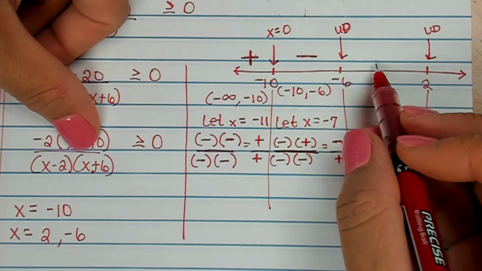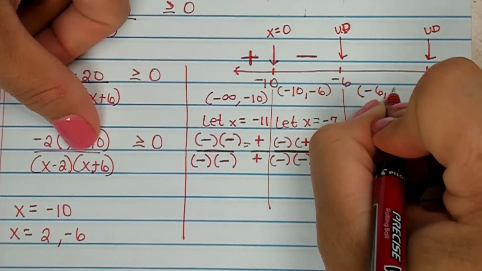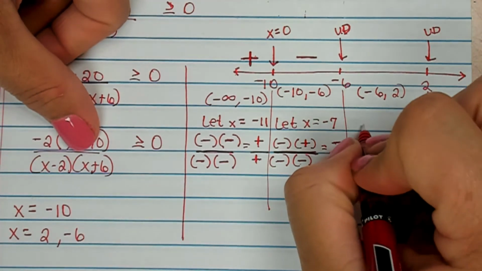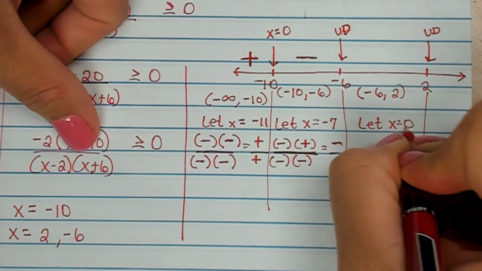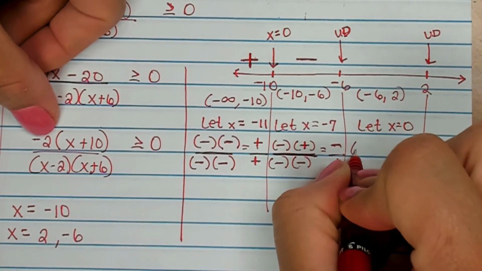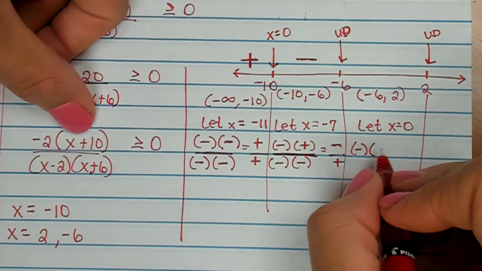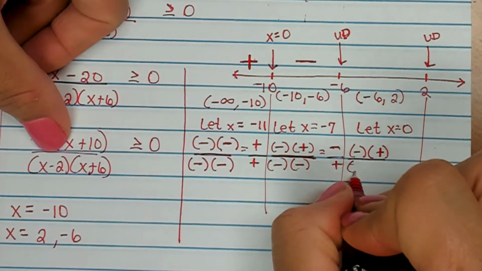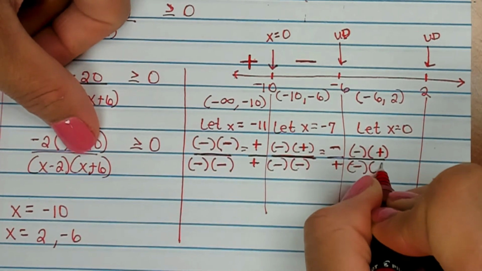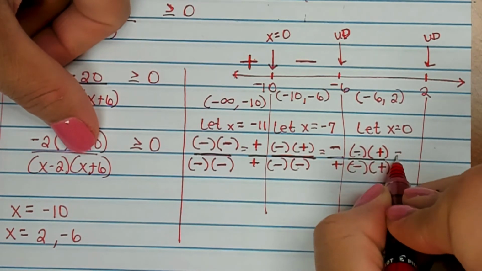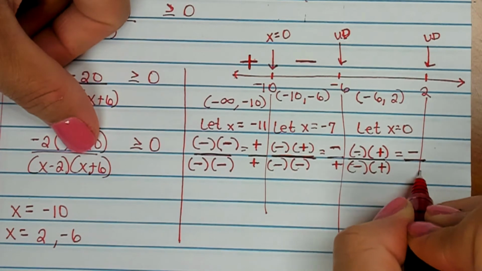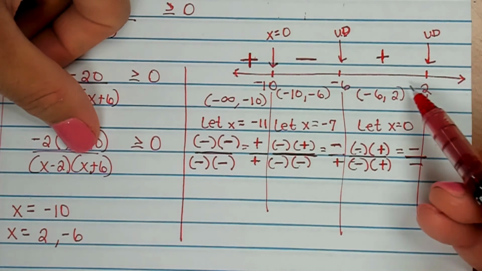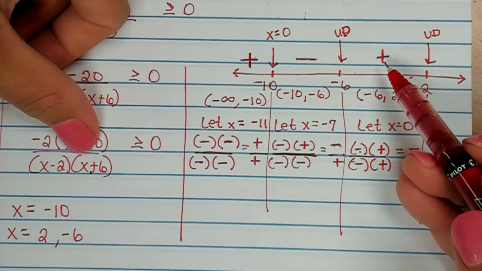Okay, do the same thing here for the interval from negative 6 to 2. Doesn't matter what number you use, but for me, 0 falls there. 0 is easy for me to use, so I'm going to let x be equal to 0. So I have a negative 2 times 0 plus 10 is a positive 10, and then 0 minus 2 is negative, and 0 plus 6 is positive. So a negative times a positive is a negative, and then a negative times a positive is a negative. A negative divided by a negative is a positive. So everything within this interval here is going to be positive.